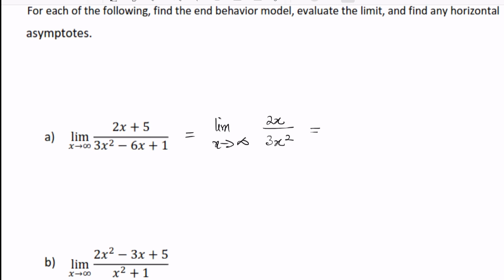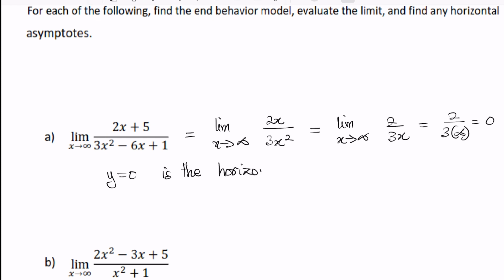Then we simplify this expression. This gives us the limit as x approaches infinity of 2 over 3x. Now, if we substitute infinity, we have 2 divided by 3 times infinity, which gives us 0. So the answer to this is 0. If the answer is 0, then the line y equals 0 is the horizontal asymptote. Is that okay?